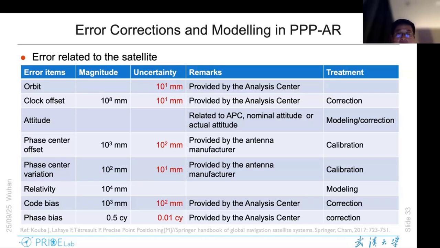So this is the normal case for GPS, but for Galileo satellites, the manufacturer provided the corrections. These corrections are more related to the satellite attitude. So if you don't have a precise model for the satellite attitudes, then your satellite antenna offset and variation corrections may be wrong as well. And then we have the code bias and the phase bias, which can also be provided by the IGS.